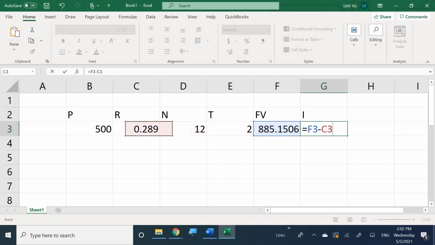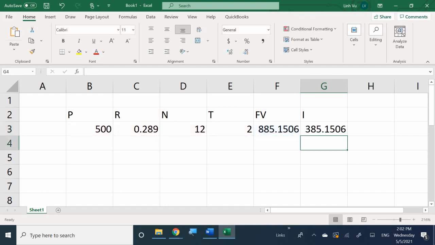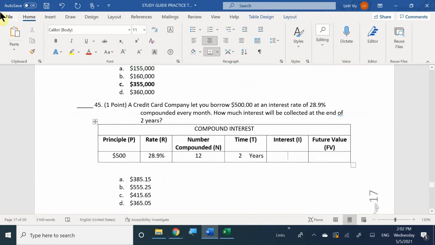And once again, how do you solve for interest? Future value minus the principal equals interest. So $385.15 is going to be your interest. And that's exactly what this question answers right here. So A.